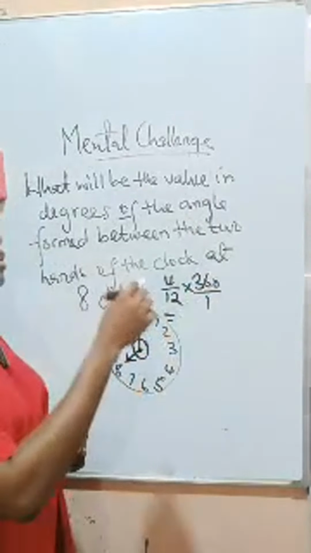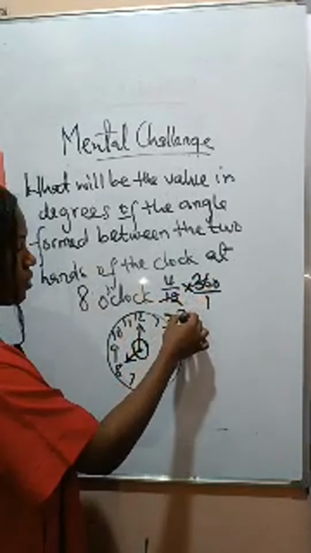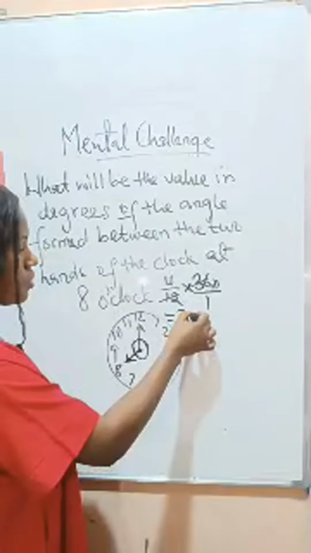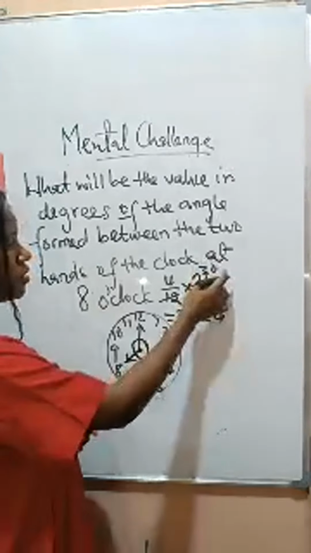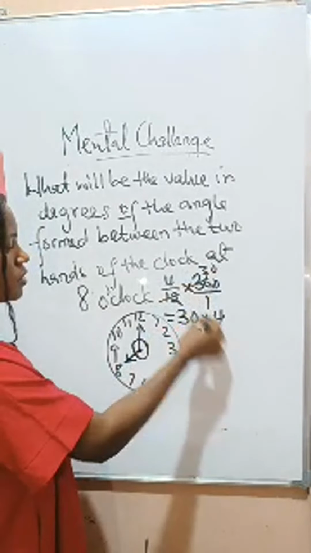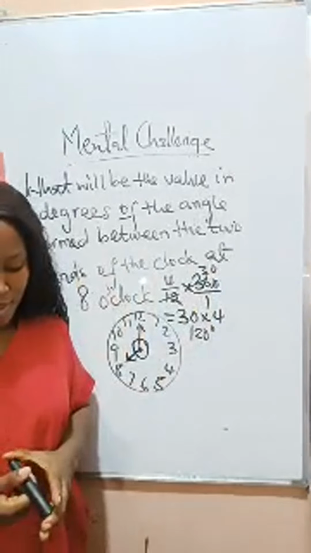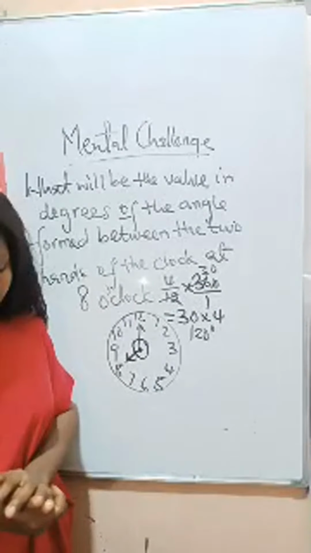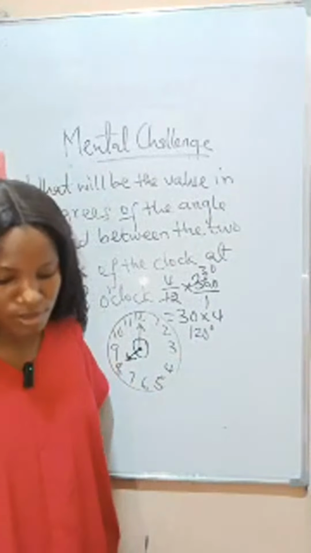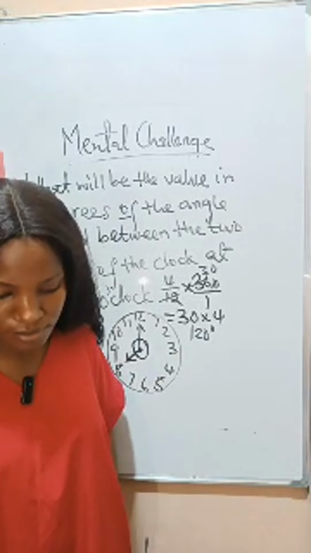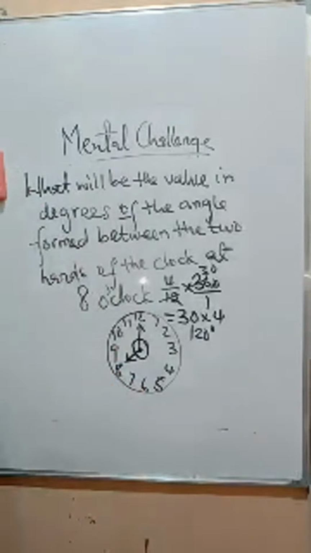Now when 12 divides 36, you have 3. Divide this, you have 0. So this is 30. 30 times 4 is 120 degrees. And that is the answer. Yeah, that is how I thought about it. That is how I did that. Interesting, right?